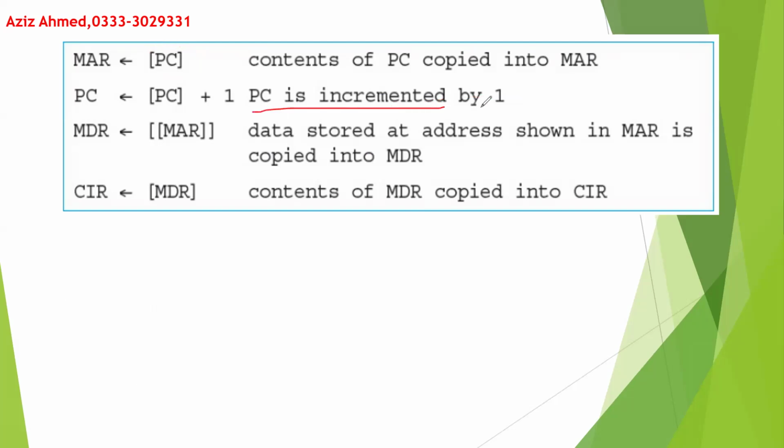That is why it's incremented by 1. Now, data stored at the address shown in MAR is copied into MDR. Do you know the read operation? Whatever it holds. Teacher, what does PC is incremented by 1 mean? It means, like, we can say there is a memory. Give me one second.